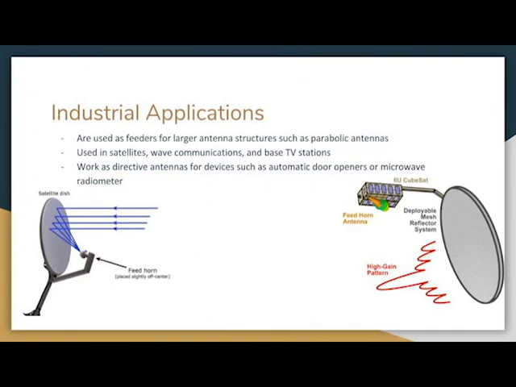Horn antennas can be applied to many devices. One device that uses horn antennas are satellites. Horn antennas are used due to their high directivity to illuminate signals over large areas of the Earth. Horn antennas are also used as feeders in transmitting and receiving modes and for larger antenna structures such as parabolic antennas. They can also be used as directive antennas for devices such as automatic door openers or in microwave radiometers.